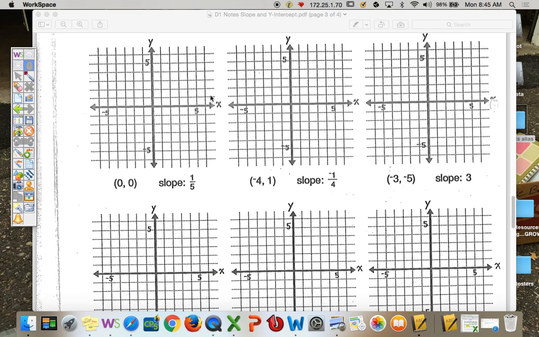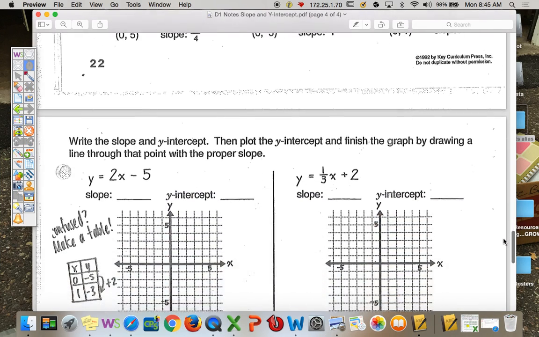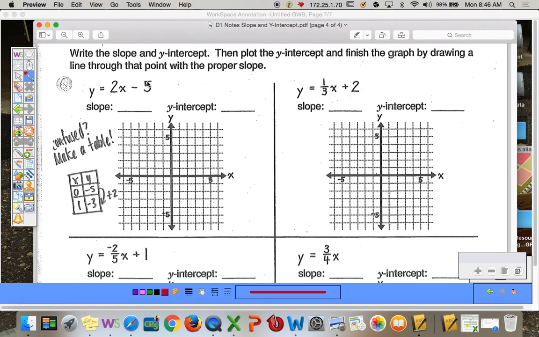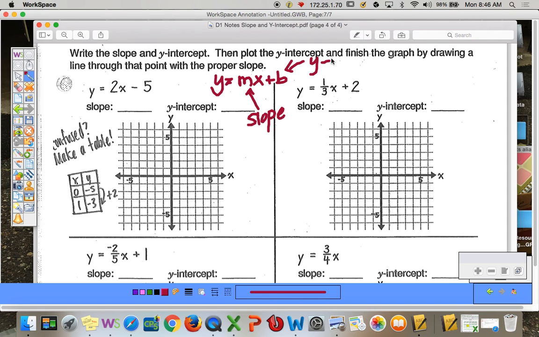All right, let's move ahead then. Write the slope and the y-intercept, then plot the y-intercept and finish the graph. So this one's giving you the y-intercept, which is the number by itself. So remember, we have y equals mx plus b. The number next to the x is your slope. That's the rise over the run. So then the y-intercept would be the number by itself. So this is the y-intercept.